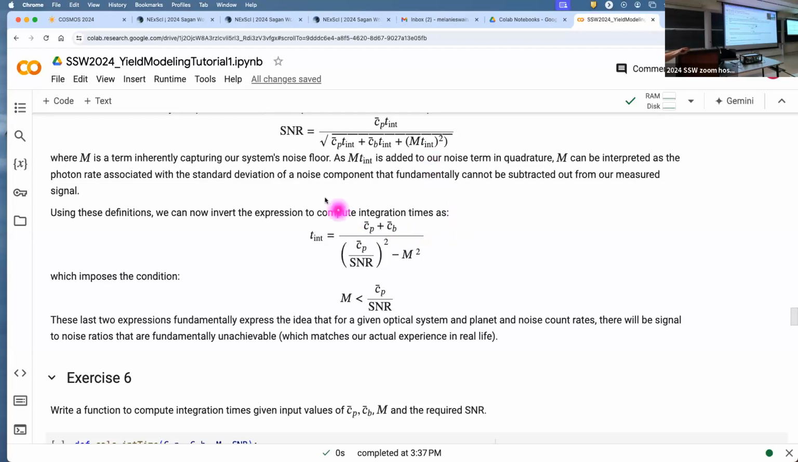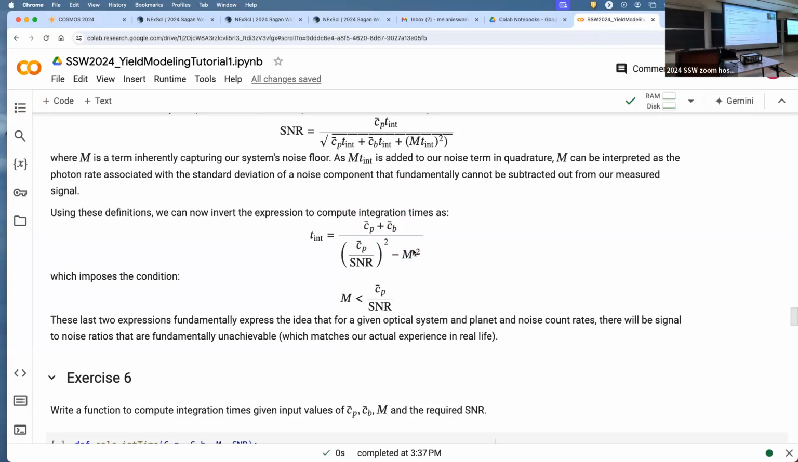So we can rearrange this and solve for our integration time. And we get this. And now we've got a minus sign on the denominator, which means that there's a pole in this equation, i.e. there's a point at which it can blow up. There's a point at which it can go to infinity. Because if this term equals that term, then the denominator is 0 and this goes to infinity.